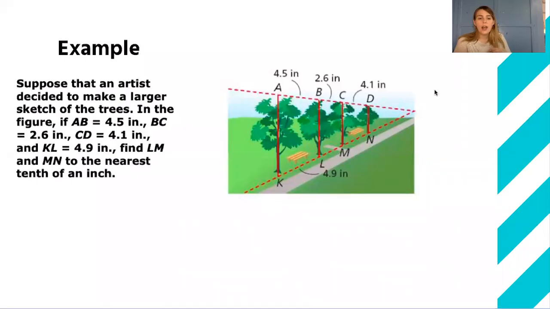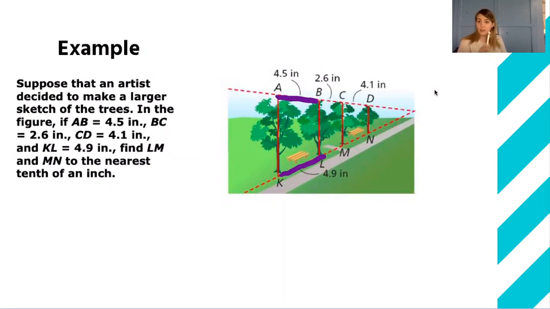So looking here, I want to solve for the length of LM and MN for the sketch of the trees. I have all of the measurements on the top, but I don't have the measurements on the bottom. So notice that these two segments, like I was saying, are not congruent. 4.5 and 4.9 aren't the same.